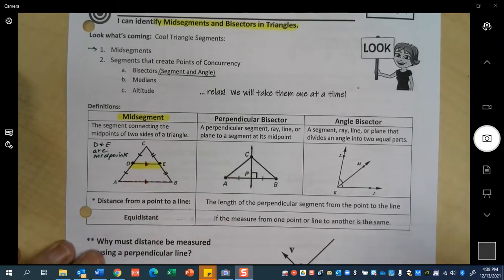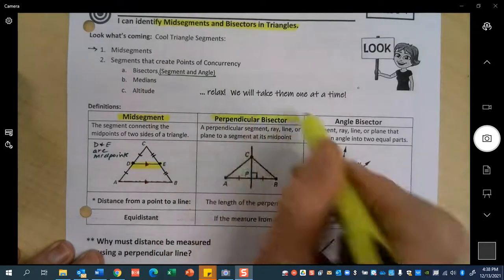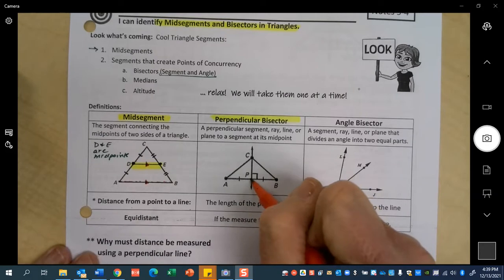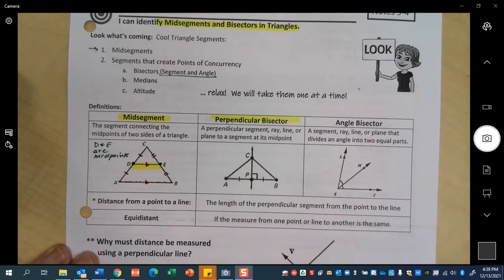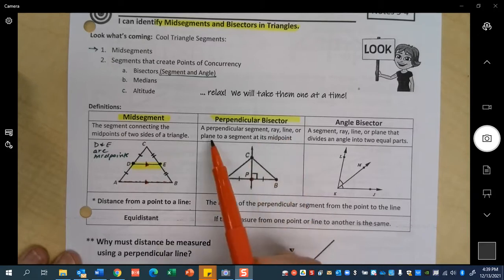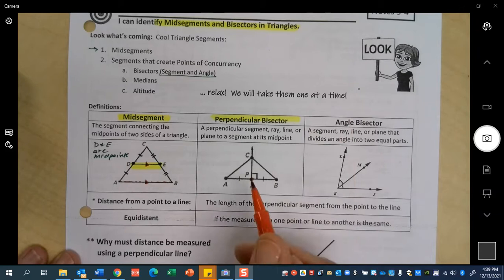All right, next up, we have a perpendicular bisector. A perpendicular segment, ray, or line, whatever we have, that bisects this segment. So a perpendicular segment, ray, line, or plane to a segment at its midpoint. So it bisects, it cuts in half. So the distance from A to P is going to be the same as the distance from A to B.